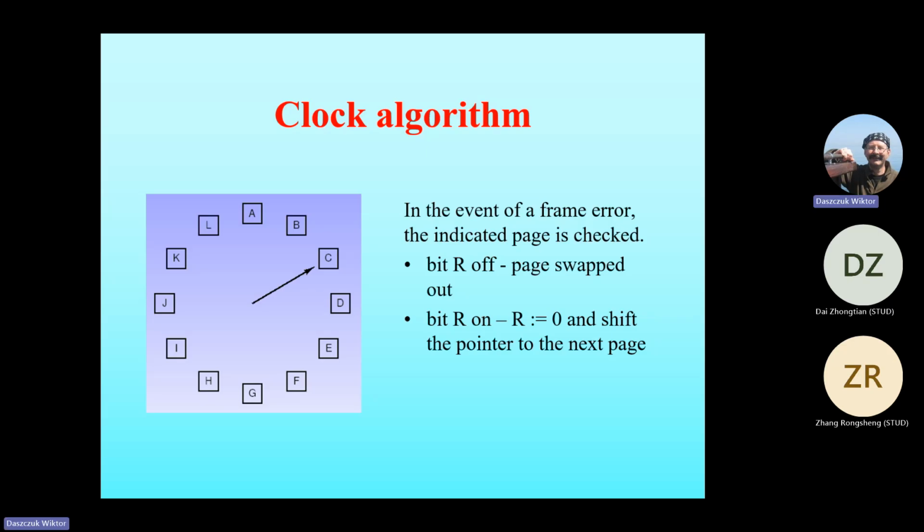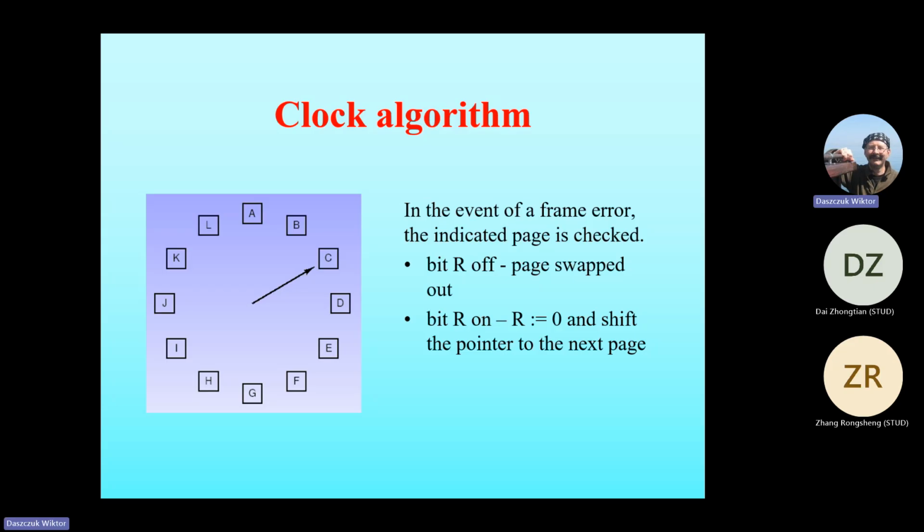It's accidental, we can say. But the mechanism is somehow similar. We have a pointer that points to an arbitrary page in a cycle. And if it is used, we clear the R bit and continue with searching.